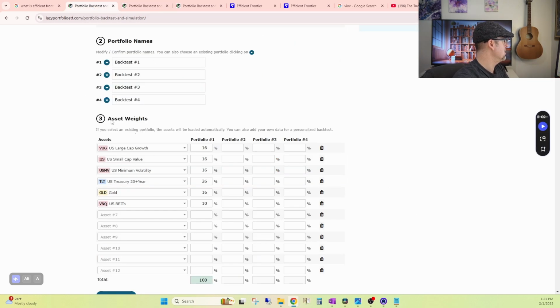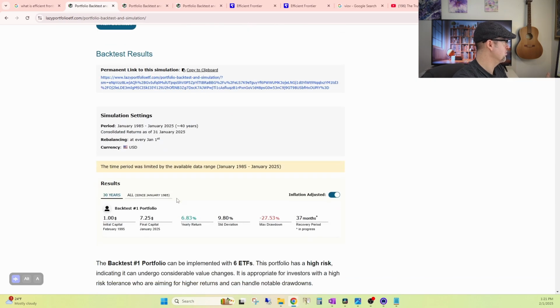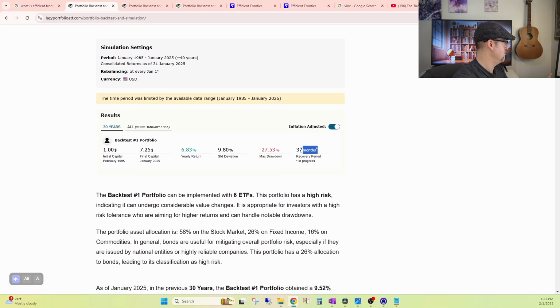I would say this one here looks to be really safe to me. I'm going to uncheck that. I'm going to go into that 9.52, negative 24%, and then 25 months. So my opinion is this is the best.